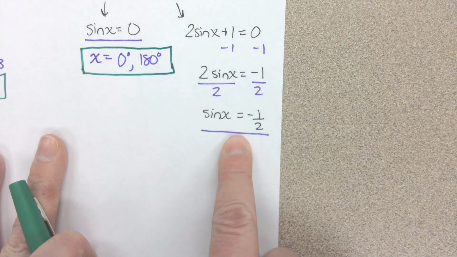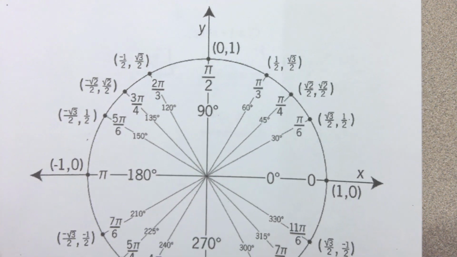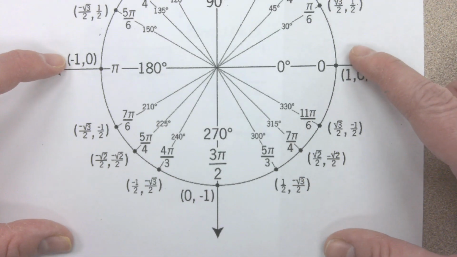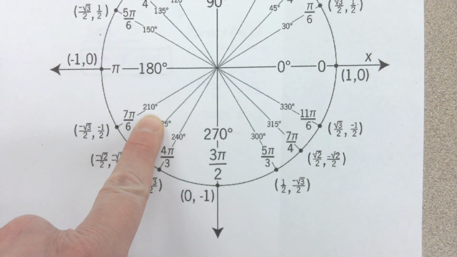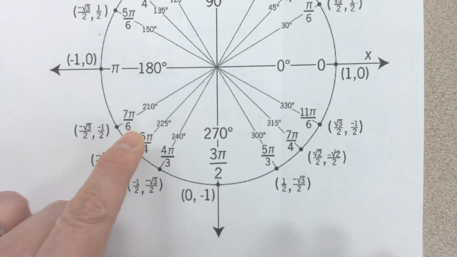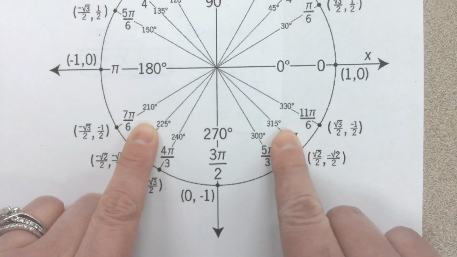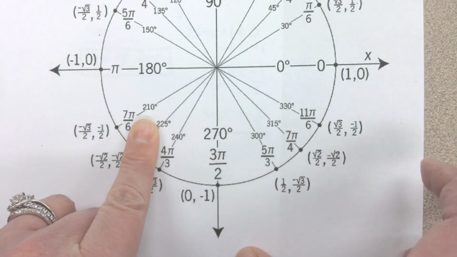Now I'm looking for where y is negative 1/2. It's going to be on the bottom half of the unit circle. Negative 1/2 here at 210 degrees. And the other one, where am I at here? There we are. 330. So 210 and 330, those are my two values.